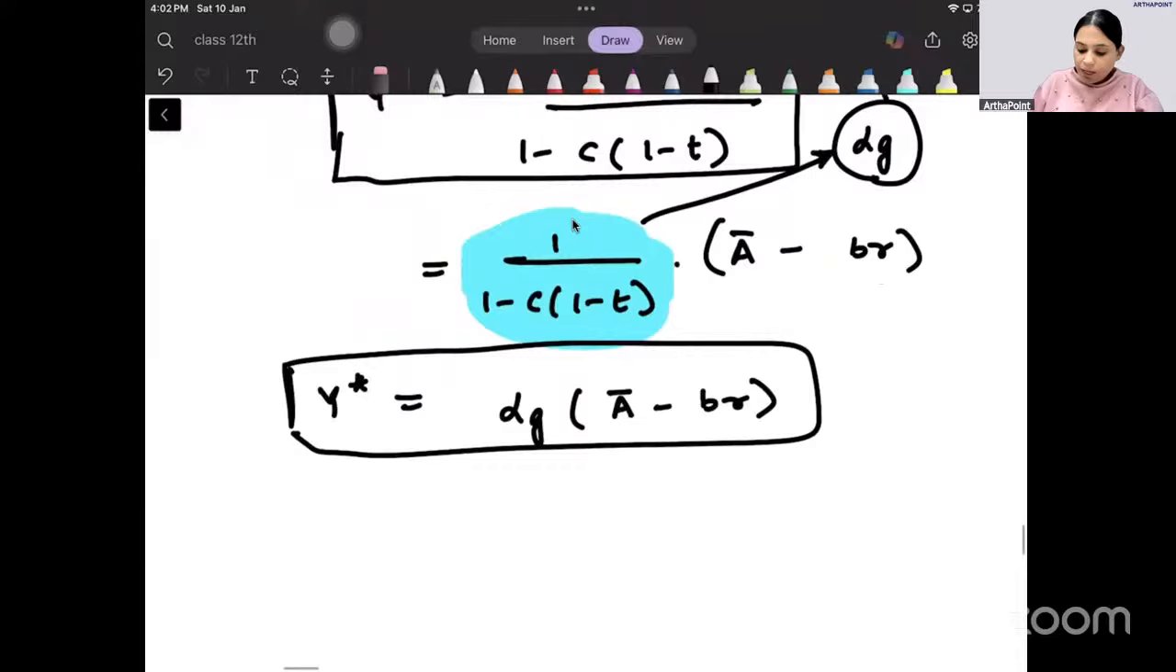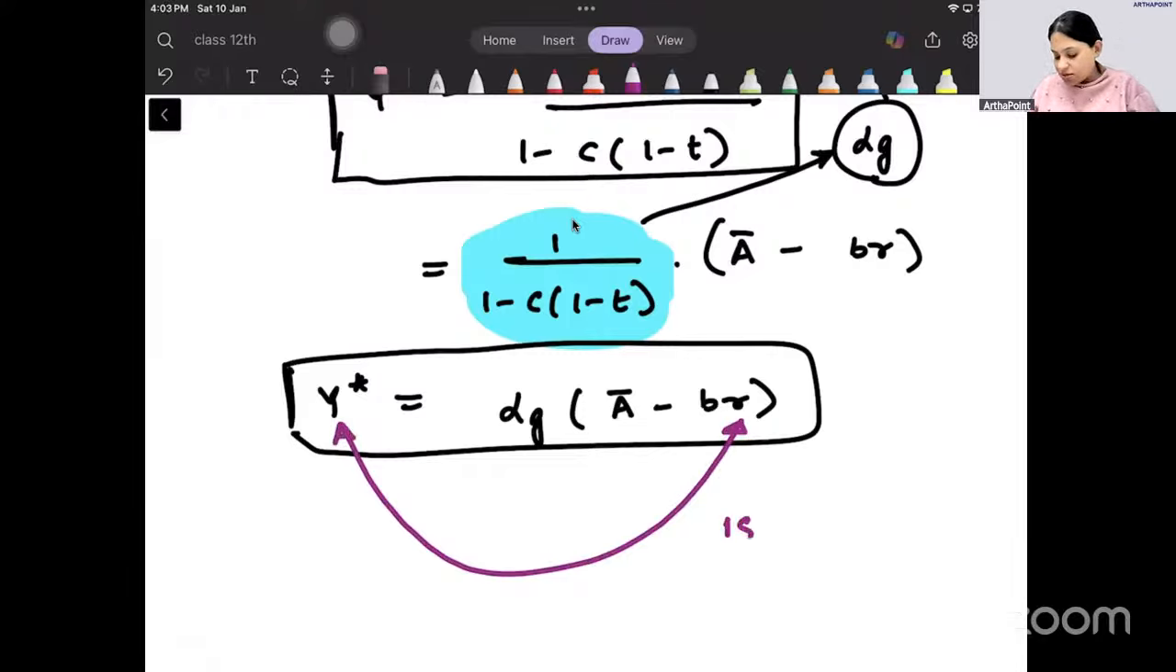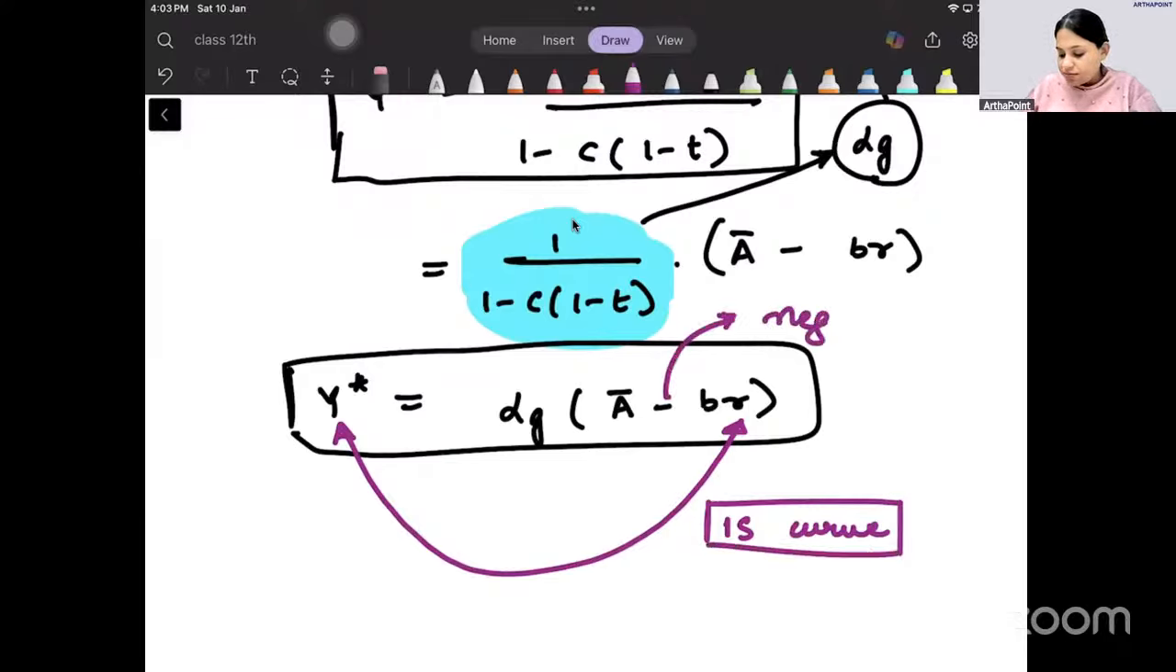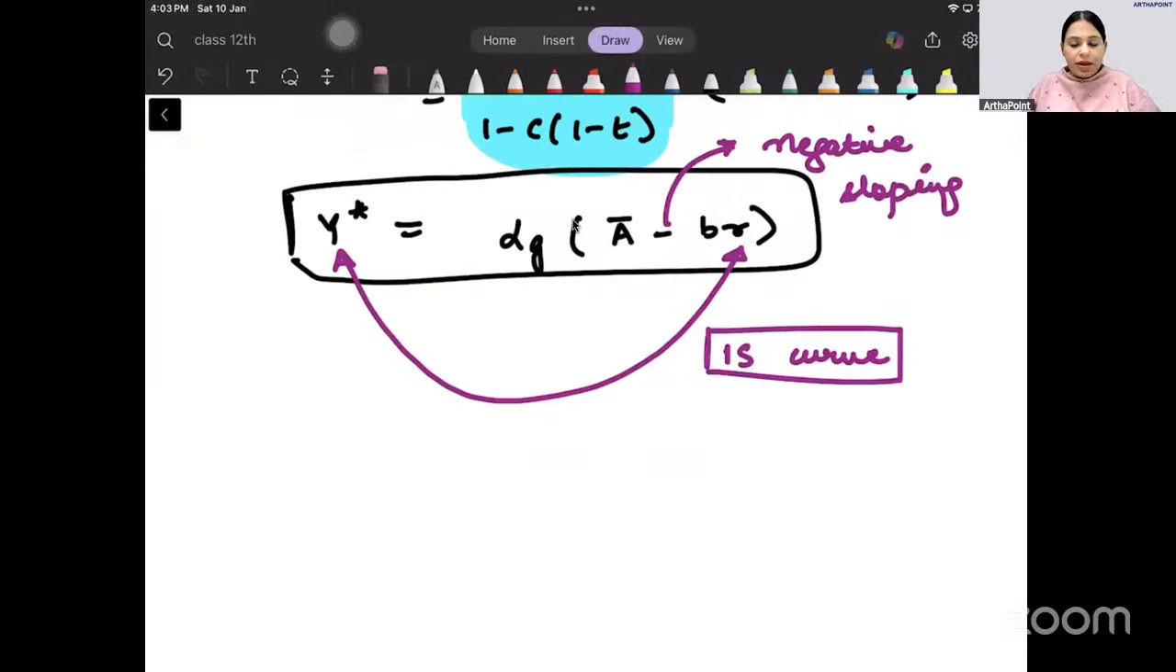This relation between y and r, this is your IS curve. And because this is negatively signed, so definitely the IS curve is negative sloping. Okay, you can plot this also and you can find the slope of the IS curve also. So the slope of the IS curve.